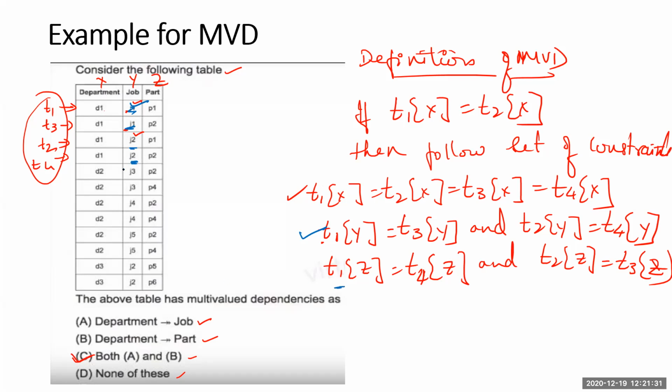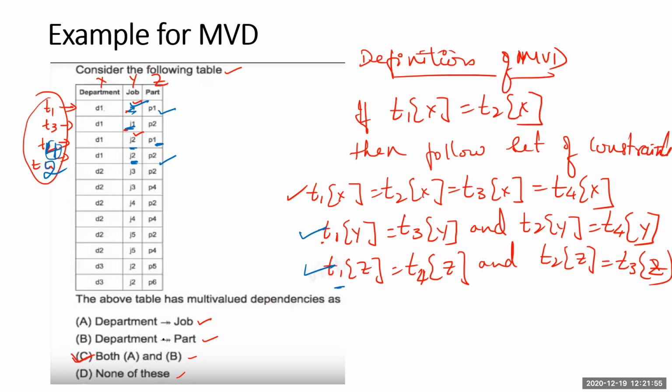Now let me check the third one. T1 of Z is equal to T4 of Z. No, it is not true. T4 should match this, P1, P1. So I should make this 4 and this 2. Now the order comes T1, T3, T4, T2. Now you check, everything will be satisfied.